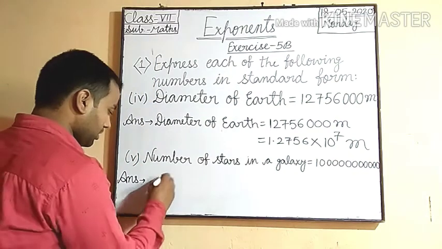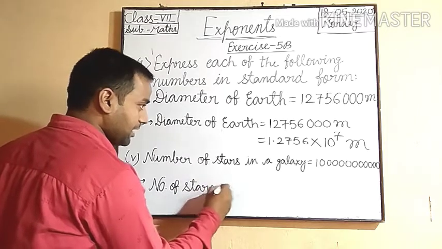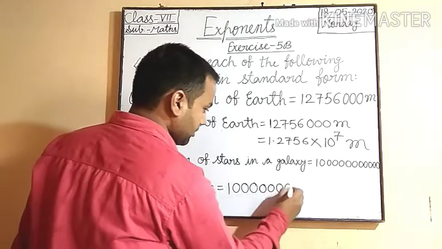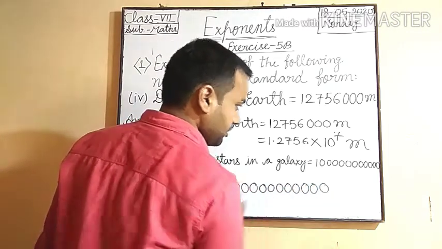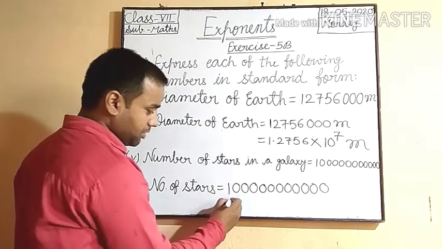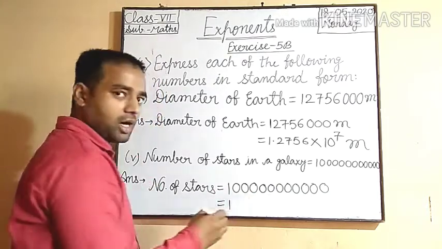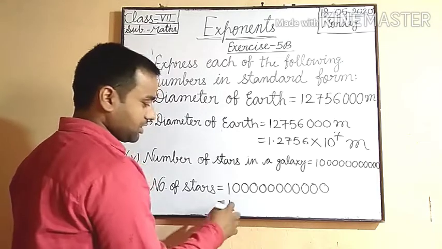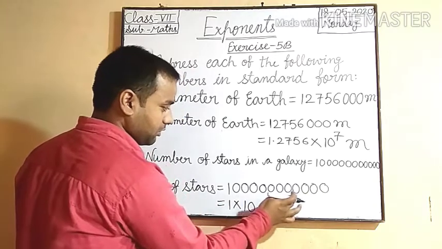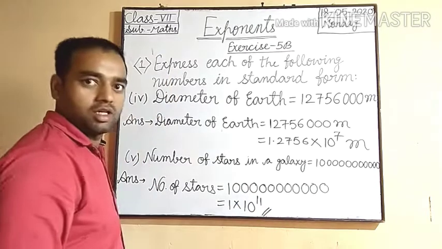Next question, number of stars in a galaxy is given, 1 followed by 11 zeros. Here put the decimal after one digit, so 1.000. After the point the 0s are not needed. Simply write 1 into 10. Count 1 2 3 4 5 6 7 8 9 10 11. The 10 power of 11.